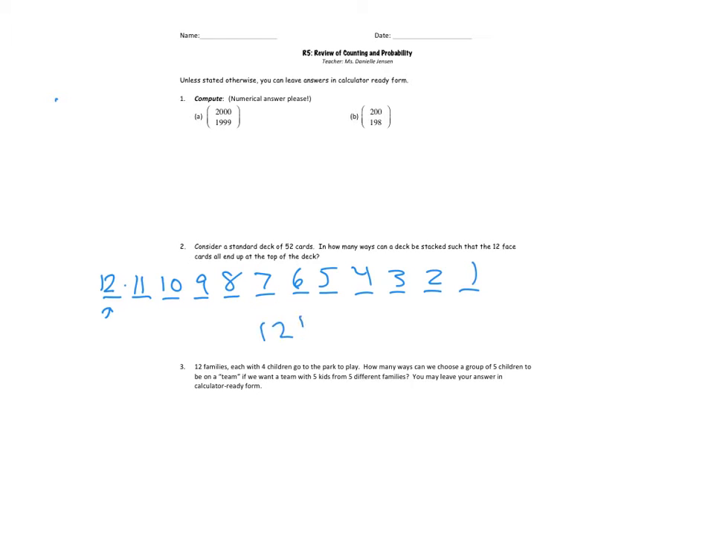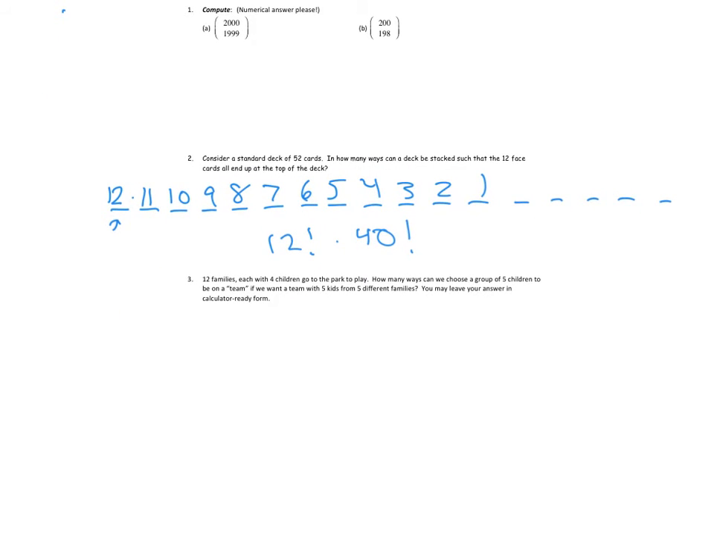So that's 12 factorial. And then if I think about continuing, because going on, it's going to be the remaining 40 cards, then that's just times 40 factorial. So again, here, order is mattering, so you're not dividing out order, because it's all about how many ways can I order the cards in the stack.